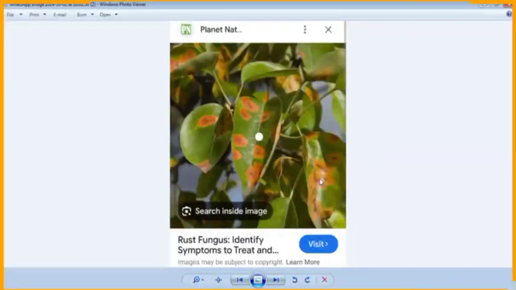If we don't treat the leaves, they can drop off the plant, and it is an infectious disease which can be spread from one plant to another.